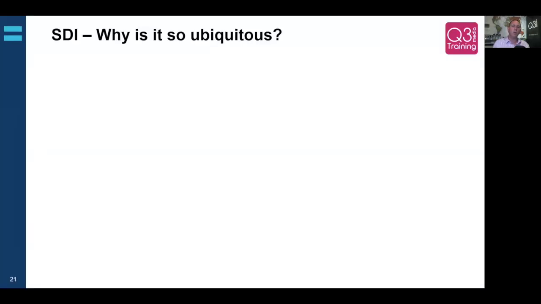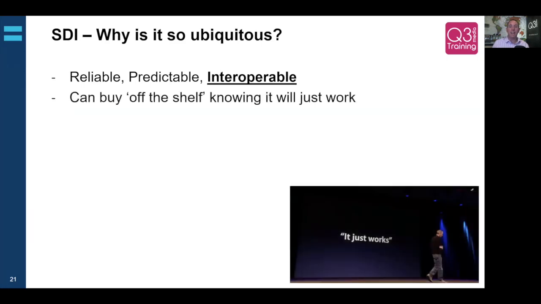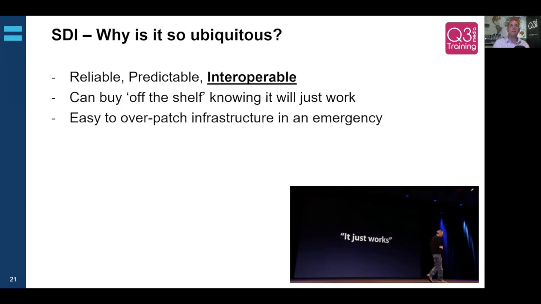So why would we move away from SDI when it was so ubiquitous? Everyone uses SDI. Why is it so ubiquitous? It's reliable. Most importantly, it's interoperable. You can buy off-the-shelf equipment and it will just work. It's very straightforward. A lot of work was done early on to standardize the connection and make it just work. And for many years now, since the 90s, we've been able to plug things up and it just works.